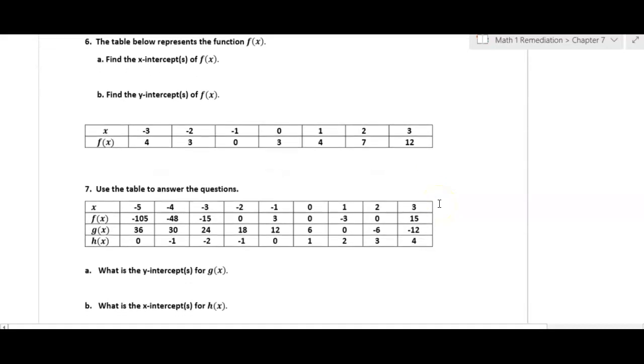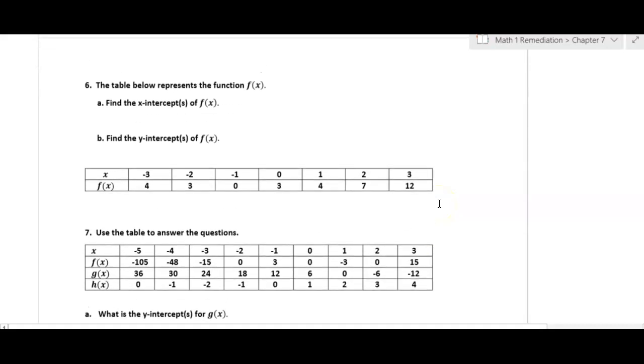Now last, reading tables. Find the x-intercept of f of x in the table, and find the y-intercept. So you got to remember, for the x-intercept, y is always equal to 0. So if I look in this table for my y values, the x-intercept is always going to be when y is 0. Here's a y value of 0. What's the x value? -1. So the x-intercept here would be -1, 0.